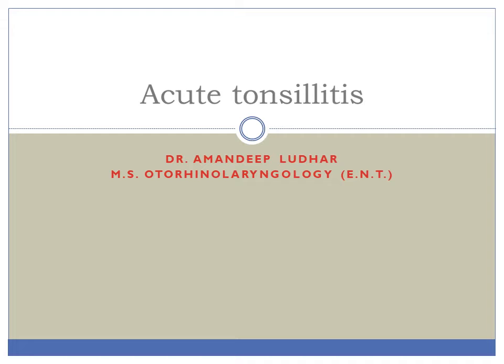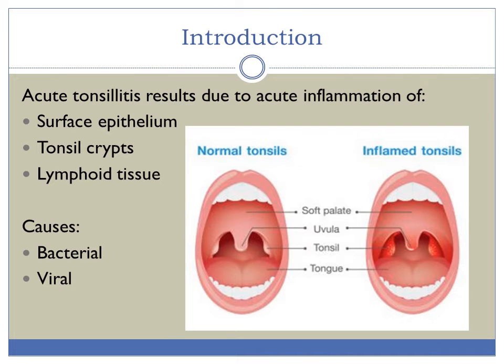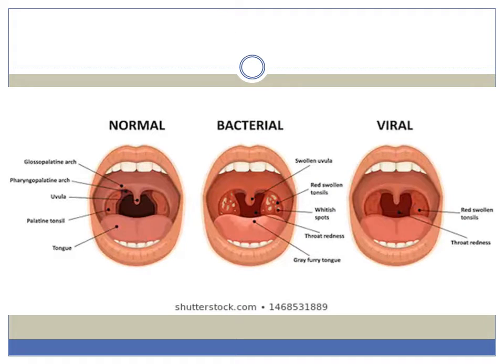Our topic of discussion today is acute tonsillitis. Acute tonsillitis results due to acute inflammation of the surface epithelium, tonsil crypts, and lymphoid tissue of the tonsil. Most commonly, it is caused by bacterial and viral infections. Viral tonsillitis is usually a part of generalized pharyngitis, while bacterial infections are usually localized to the tonsils itself.